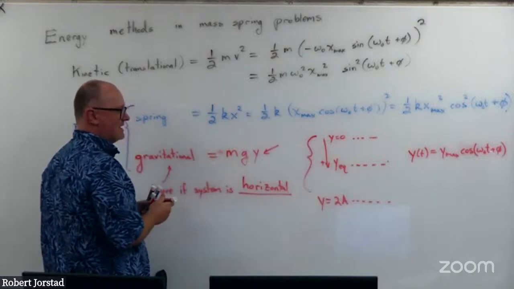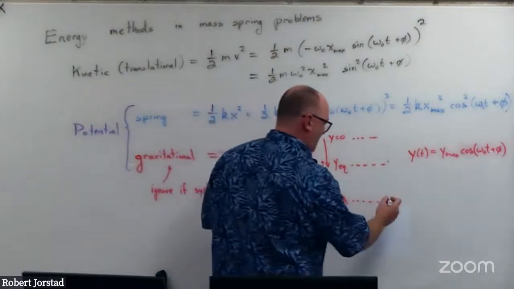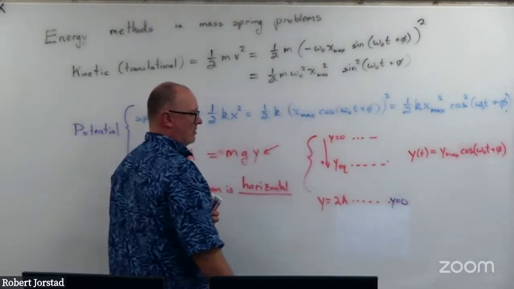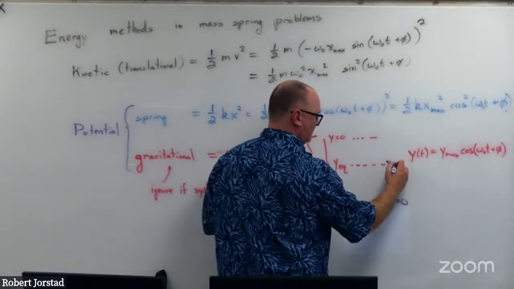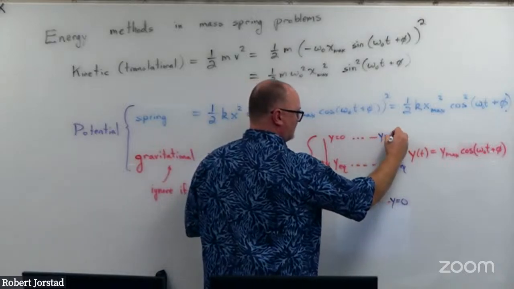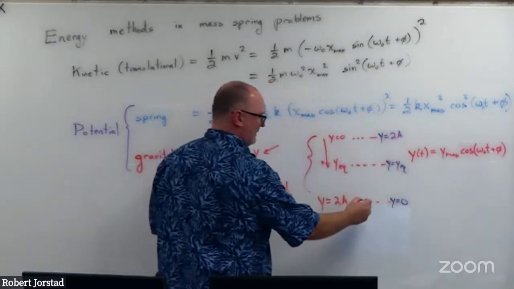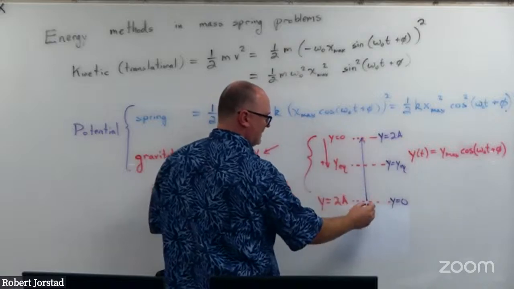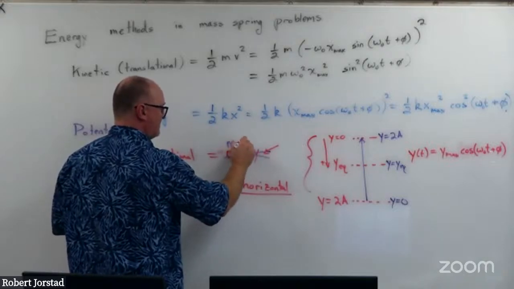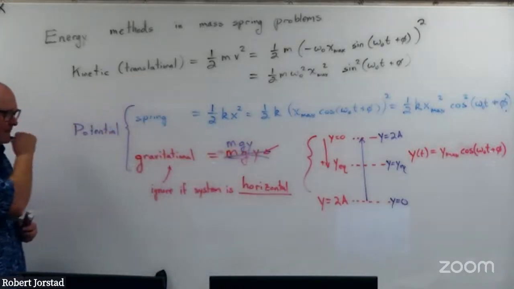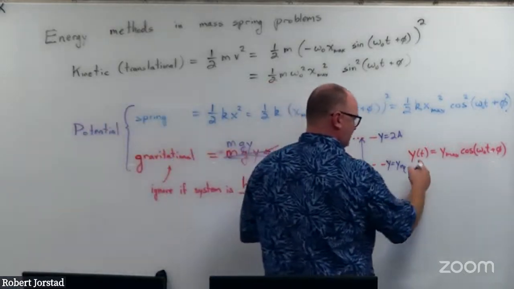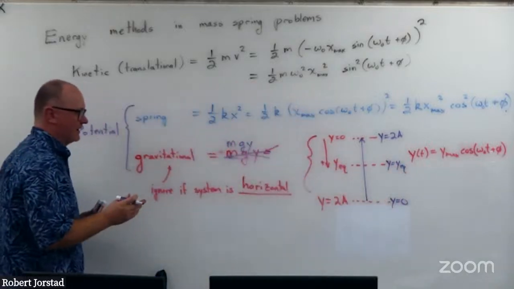And perhaps an easier method might be to set y equals 0 at the bottom of the oscillation. We still call this y equals y equilibrium, and we'll call this y equals 2a. So now the very bottom of the oscillation is y equals 0, and then we could use mgy. Now, you might be saying, can't I just plug in y equals this? We got to be a little bit careful here.